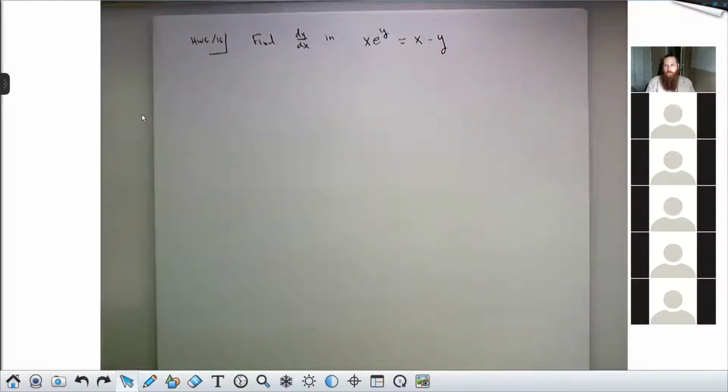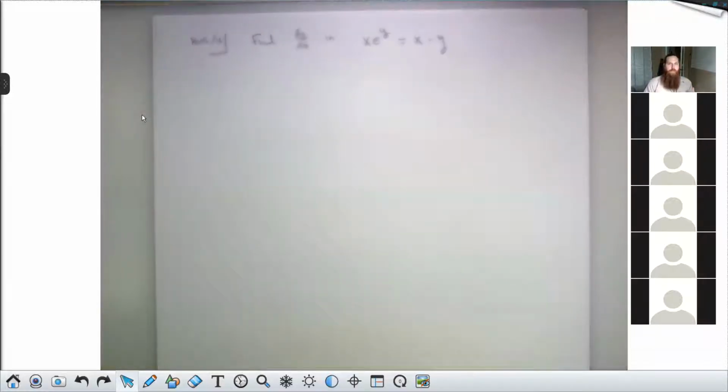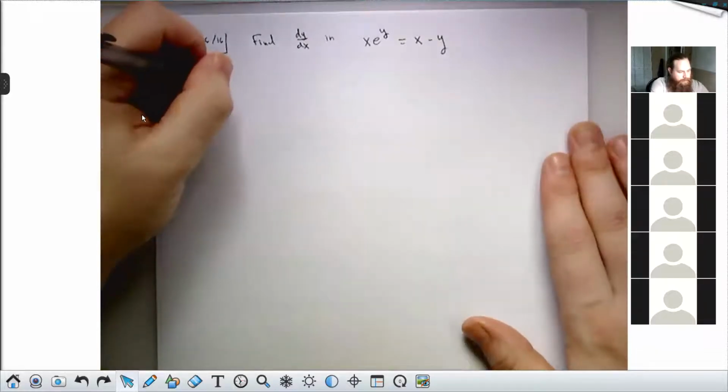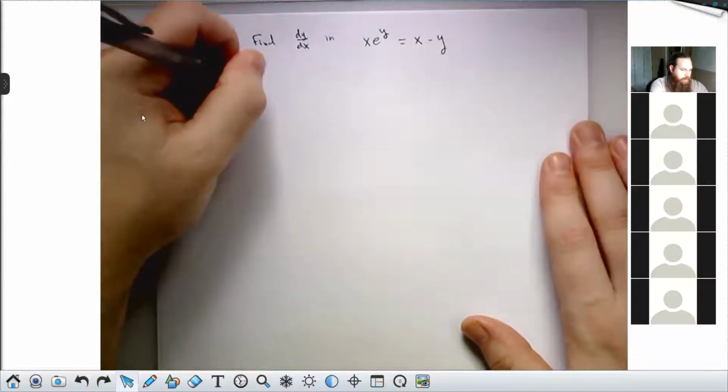So it's going to be the same sort of procedure. We're going to differentiate implicitly on both sides with respect to x. That'll give us an equation that we can solve for dy dx. So my first step is to apply the differential operator d dx to both sides.